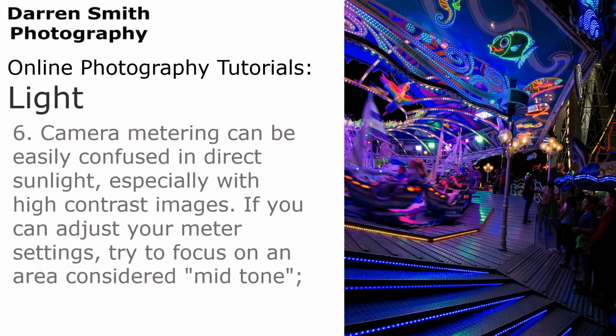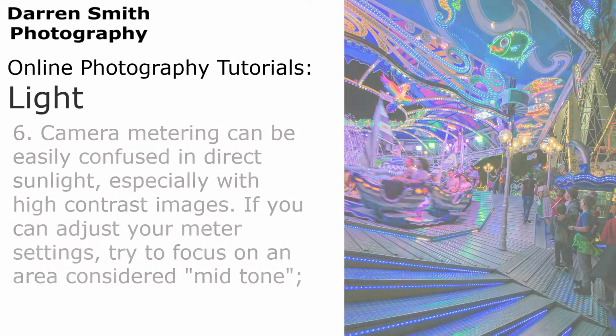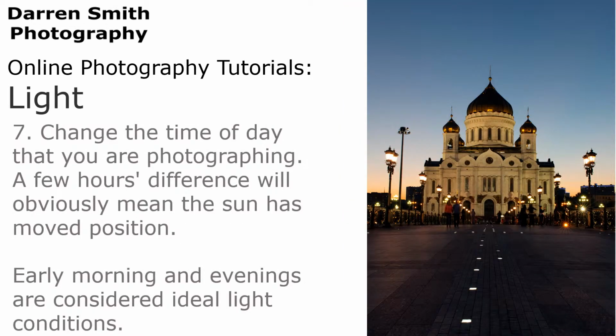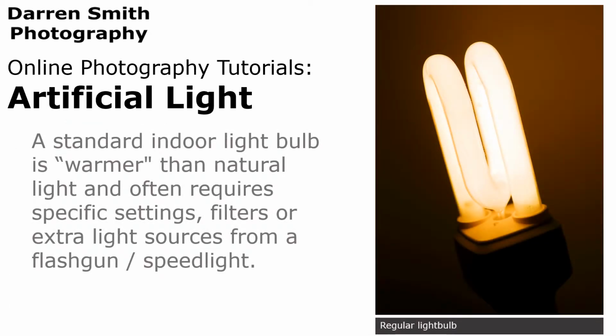Another thing you can do is focus on the mid-tones, as your camera's metering can be easily confused in direct sunlight, especially with high contrast images. And finally, you can change the time of day that you are photographing. A few hours difference will obviously mean the sun has moved, and early mornings and the evening time are considered ideal light conditions.